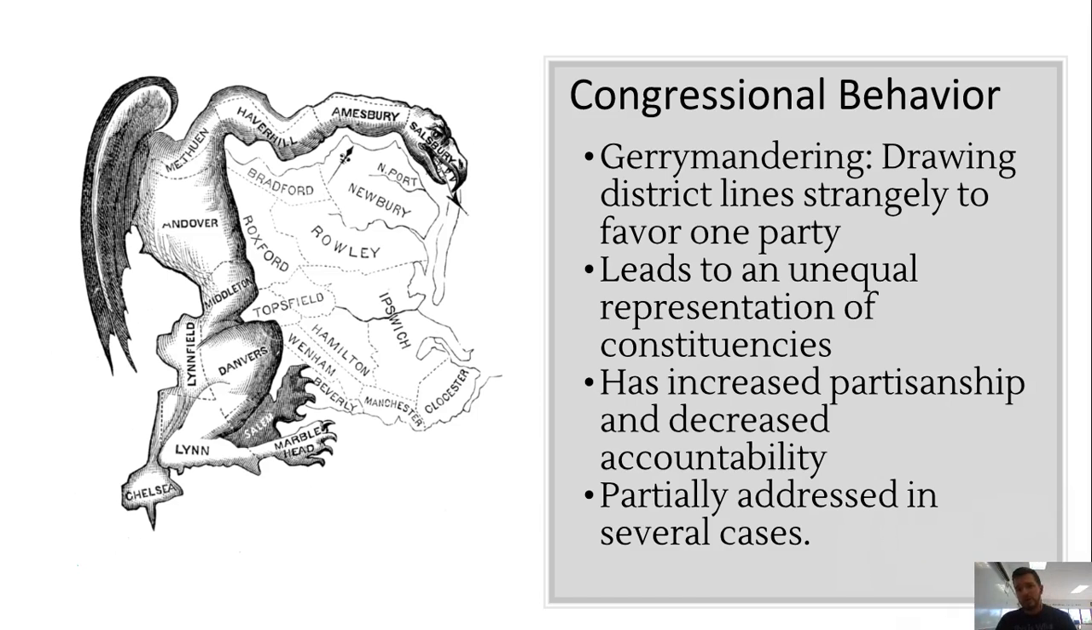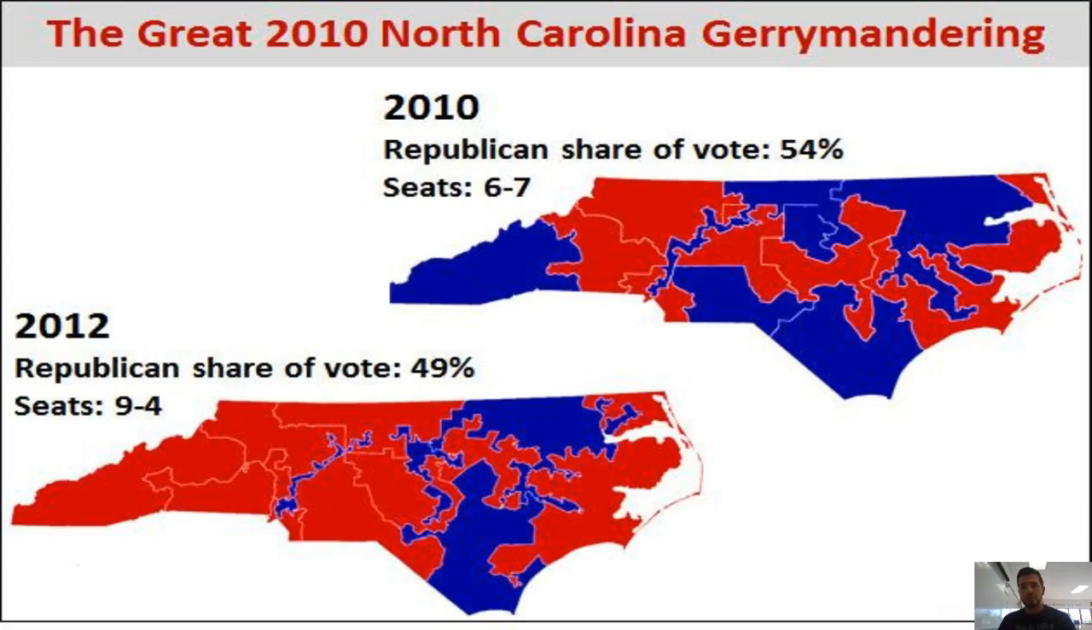So gerrymandering is a big problem. It's been addressed in a couple of cases. Before we get into the cases, I want to show you what would happen. In 2010, the Republicans won 54% of the vote, and they won 6 of 13 seats, based on how the lines were drawn here.